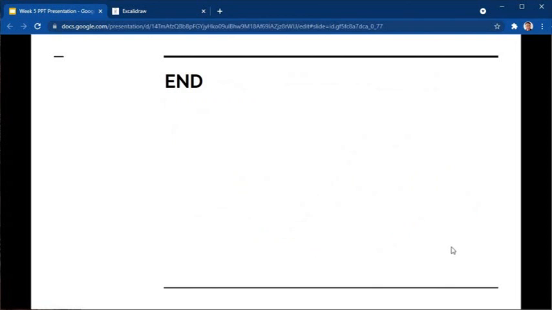So that's it. That's our lesson for this week. It's all about signal flow graphs.